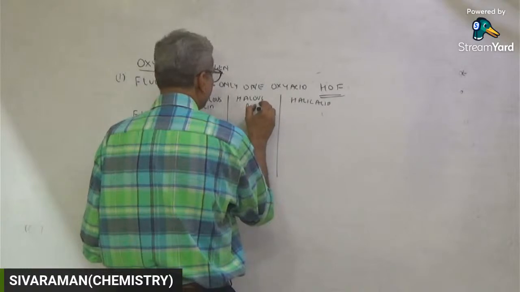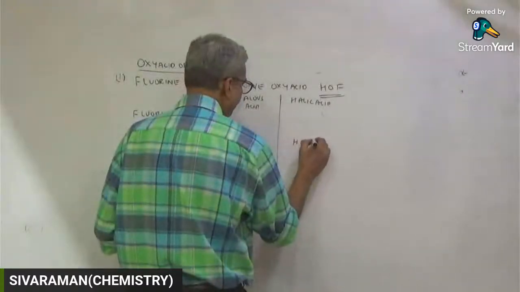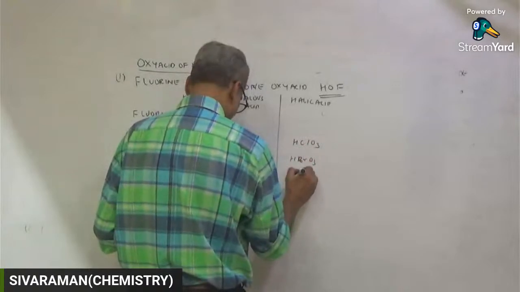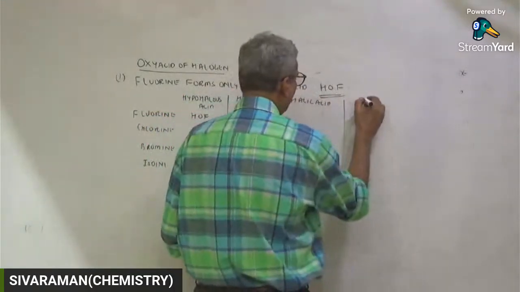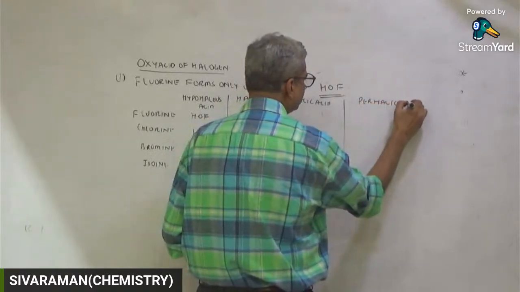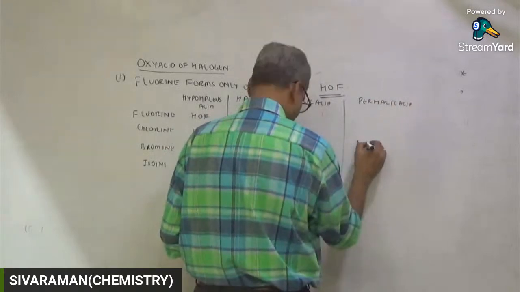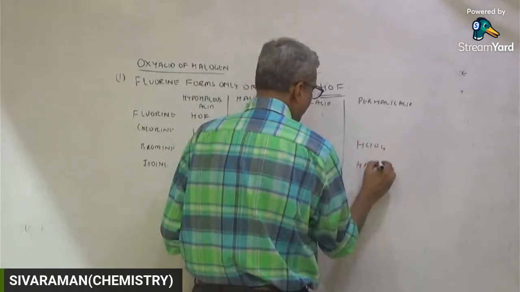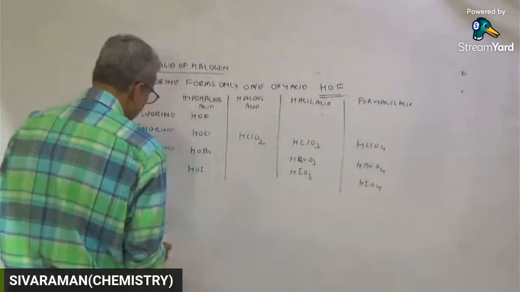Here you have HClO3, HBrO3, and HIO3. Then you have perhalic acid. You have HClO4, HBrO4, HIO4. Okay. Structure will be what?